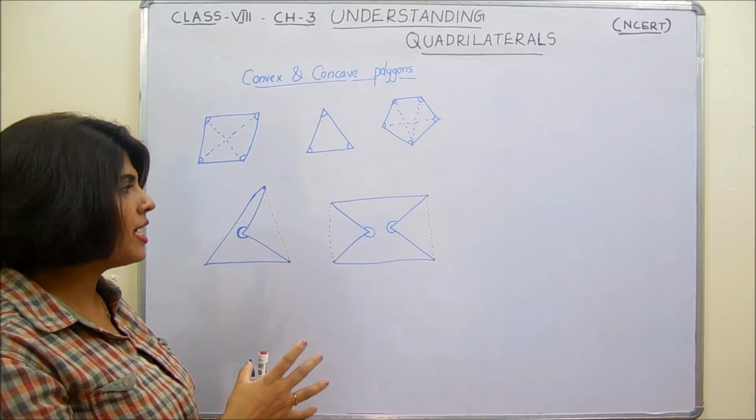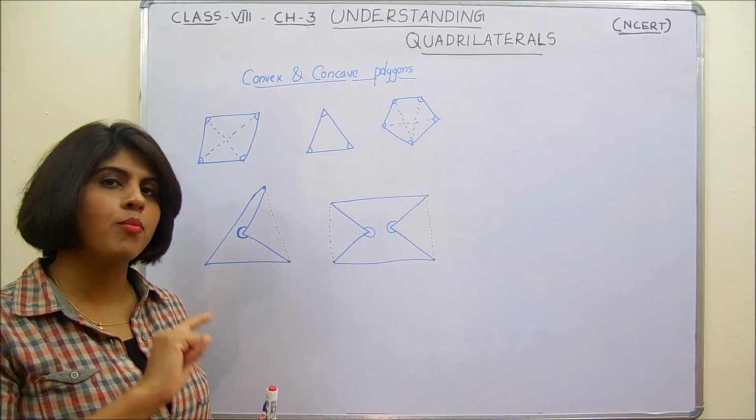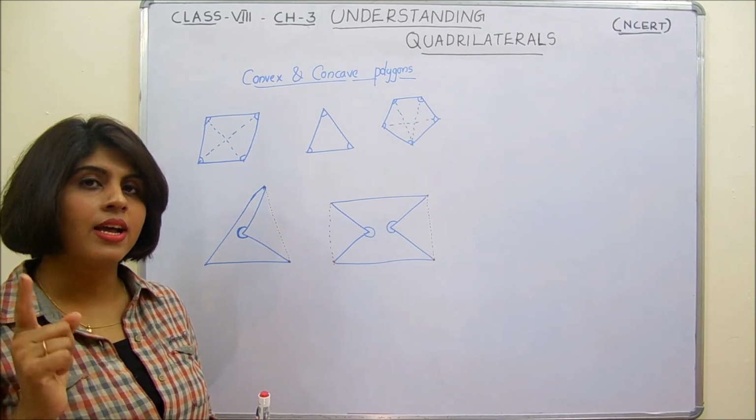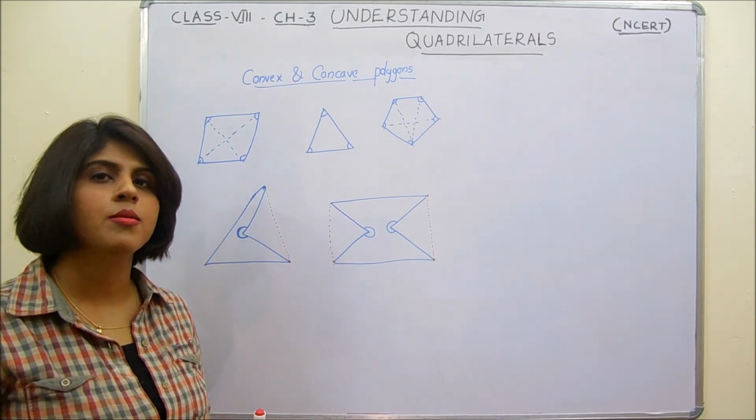So in concave polygons, at least one interior angle should be more than 180 degrees, and also at least one diagonal should lie in the exterior of the polygon.